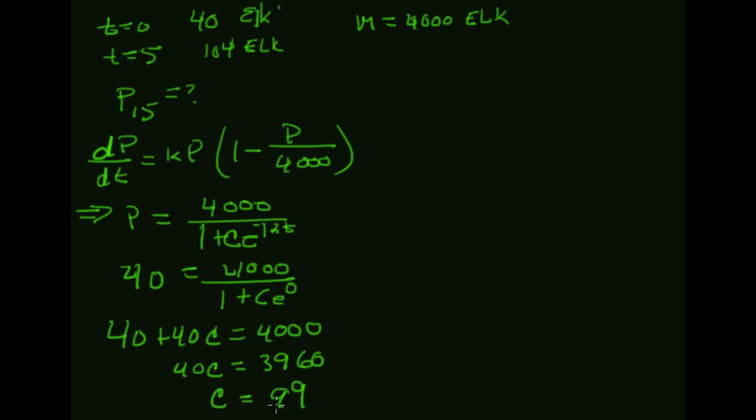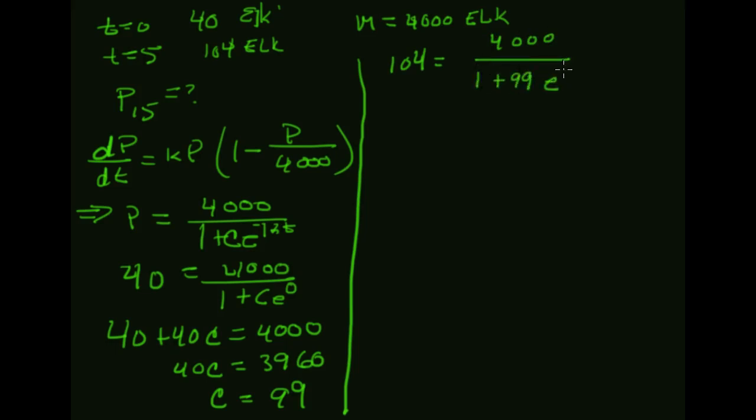All right. So let's look at where we go from here. I want p of 15, right? So I know that at time 5, I have 104 elk, and that should equal 4,000 over 1 plus 99 times e to the negative kt, where t here is time 5, right? All right, so there we go. So I know 104 times (1 plus 99 times e to the negative 5k) is equal to 4,000.